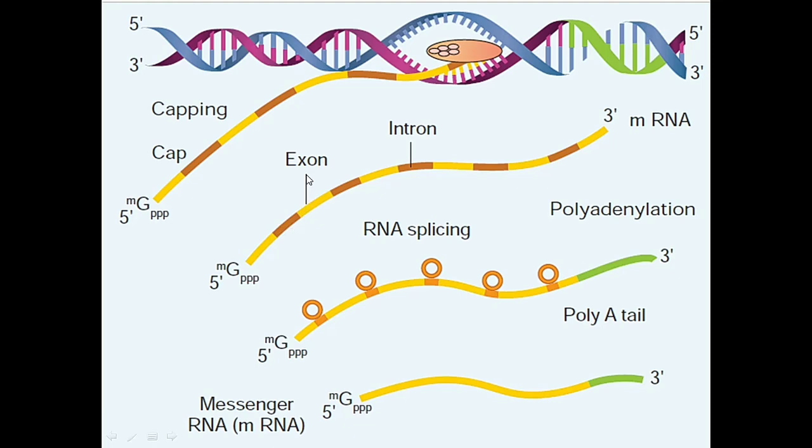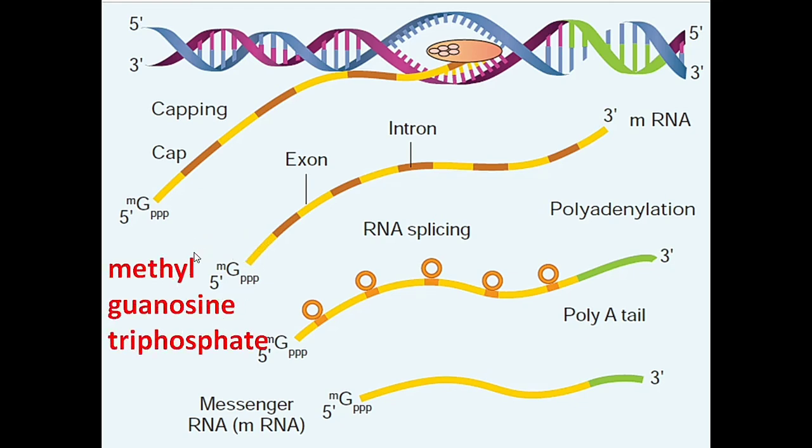This diagram shows exons and introns in mRNA. The exons are yellow in color and introns are brown in color. At the 5' end, methyl guanosine triphosphate residues are added. This is called capping. At the 3' end, adenylate residues, the poly A tail, is added. This is called tailing.